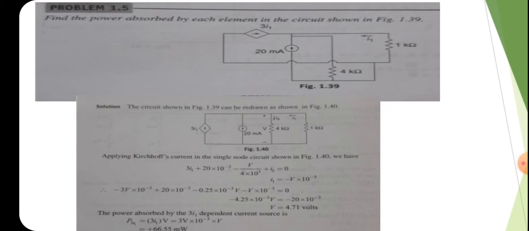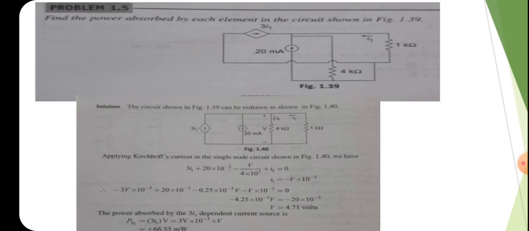Here it is given that there is a dependent current source whose value is 3I1, and another current source of 20 milliampere, another resistor of 4 kilo ohm, and another resistor of 1 kilo ohm. The current direction is marked as I1 from the 1 kilo ohm resistor to the direction of 3I1. Okay, this is the circuit diagram. It is drawn in a somewhat complicated manner.